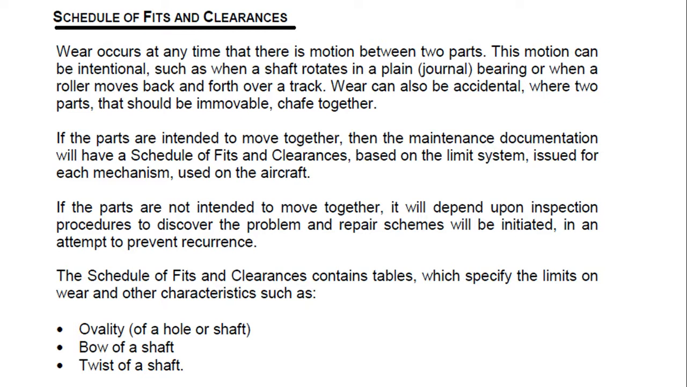So in both of the cases, we are bound to maintain the things or follow the maintenance schedule. The schedule of fit and clearance obtained table will specify the limit of the wear and other characteristics. So there are four things which we will go through. One is the limit of wear, and second one is the other characteristics. And in the other characteristics, we have ovality, bow of shaft, and twist of shaft.